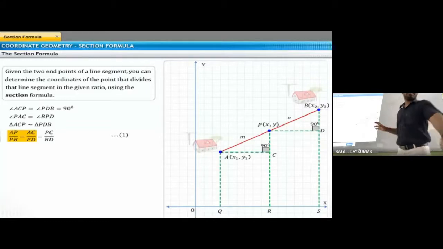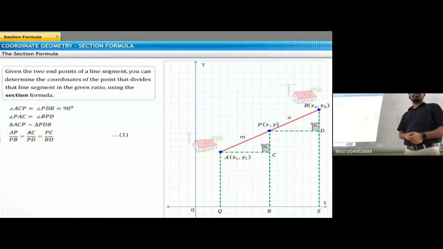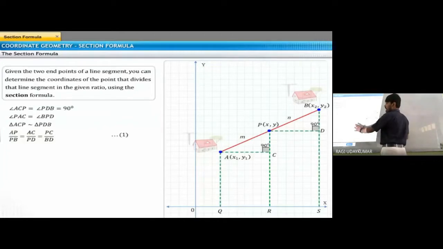So these two triangles are similar, and when they are similar, their corresponding sides are in proportion. Corresponding sides proportionality means here we are going to get AP by PB equals AC by PD equals PC by BD. These three are equal here. Now what do we require here? We require this length and this length, and this length and this length. AC, how do we find out?